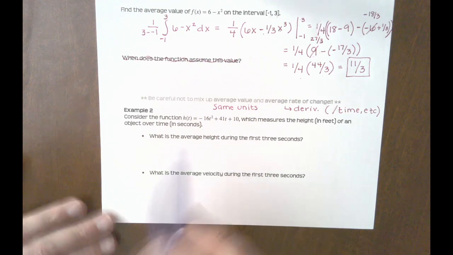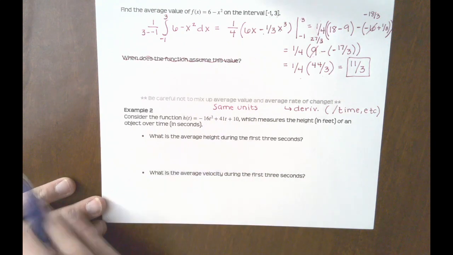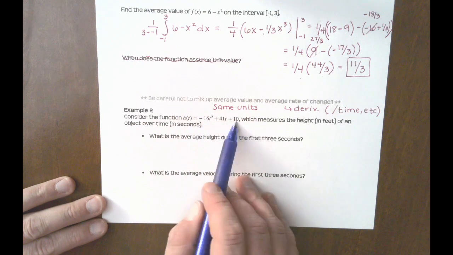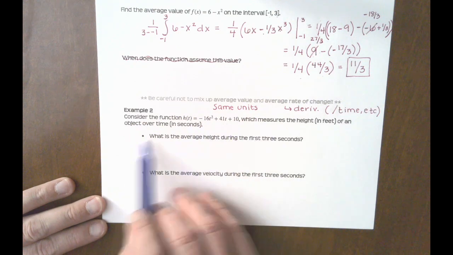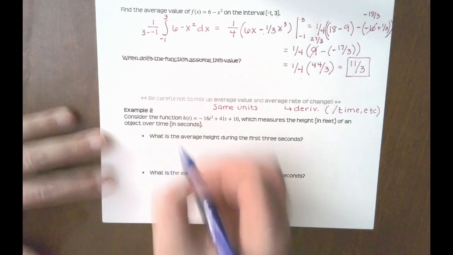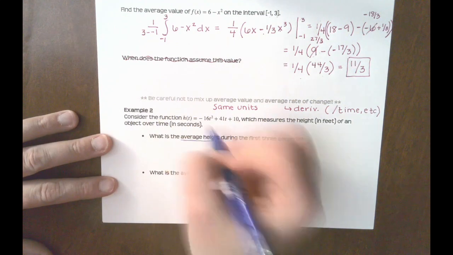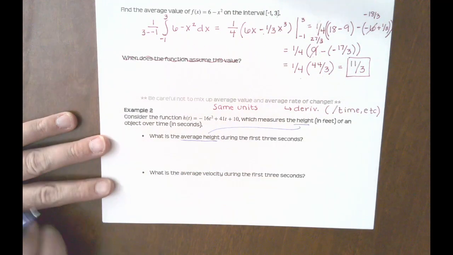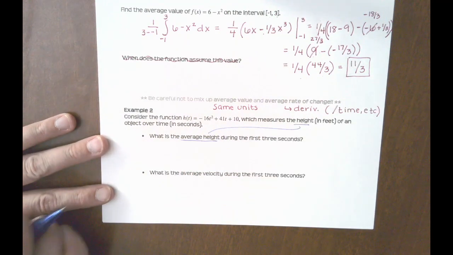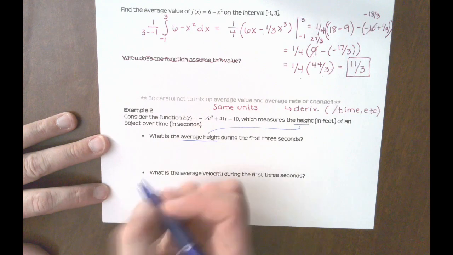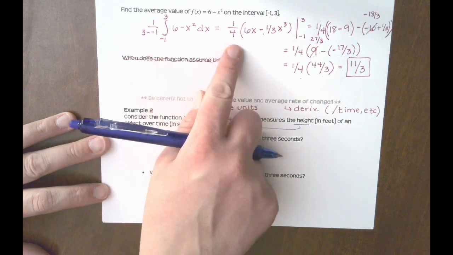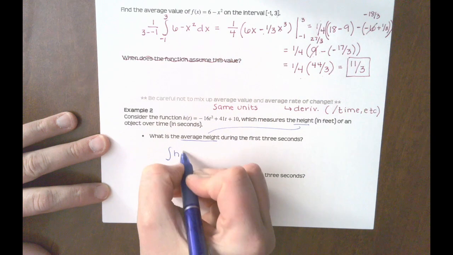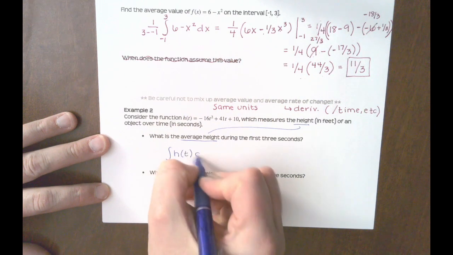This next example is a height function. We're going to do this one with a calculator, by the way. So negative 16t squared plus 41t plus 10 measures the height of an object over time. And notice it's asking about the average height. This is height, right? These two things match. So if I'm asking you for average height and the function is height, that's where I'm going to integrate and do my 1 over whatever. So I'm going to do an integral of h of t, and it says in the first 3 seconds.